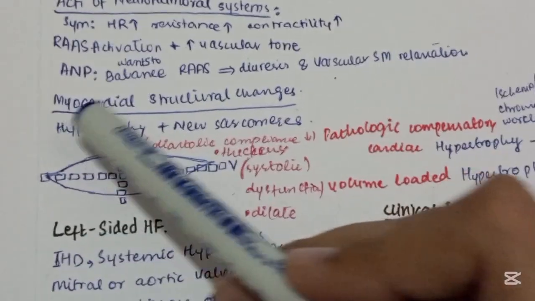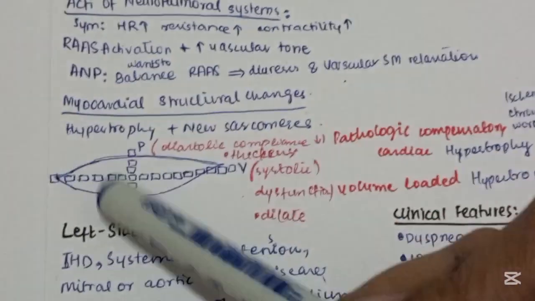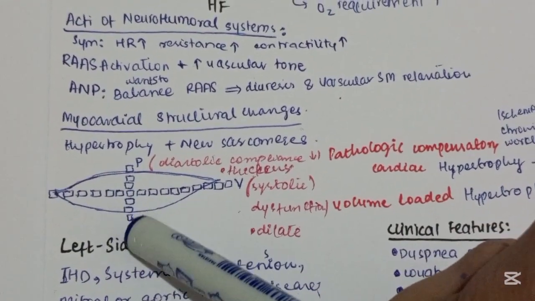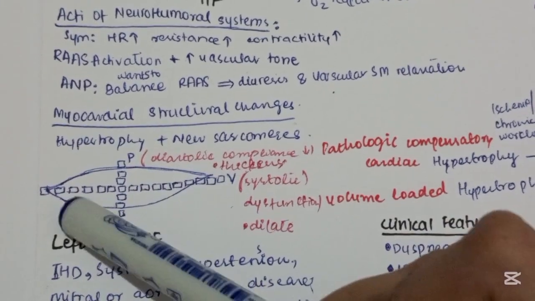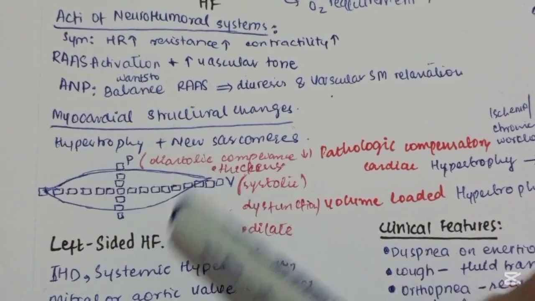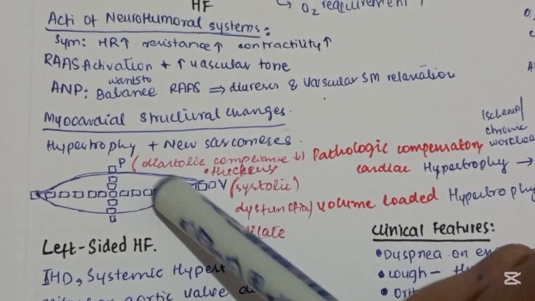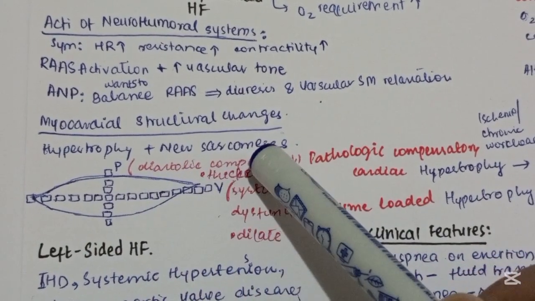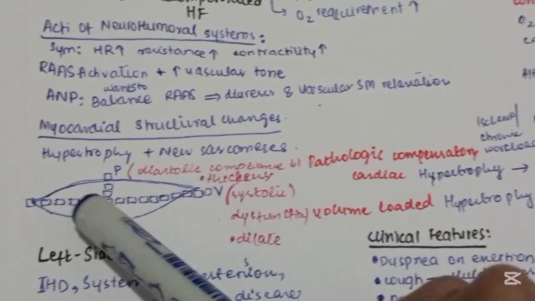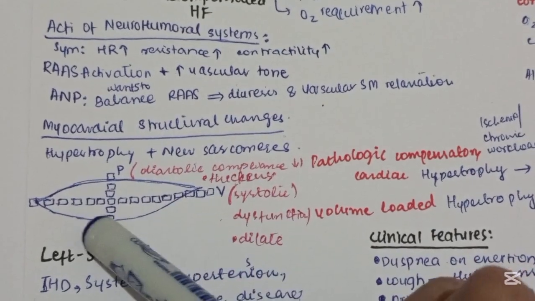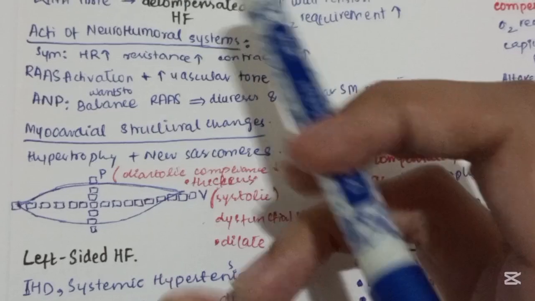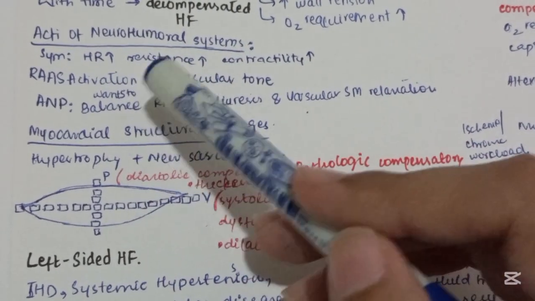Important points regarding the myocardial structural changes. First, if there is pressure overload, then the new sarcomeres are added in this direction. So the myocyte is actually going to thicken. Okay, and as a result of this thickness, there will be decreased diastolic compliance because of thickening of these myocytes, and the cavity is going to decrease in size.